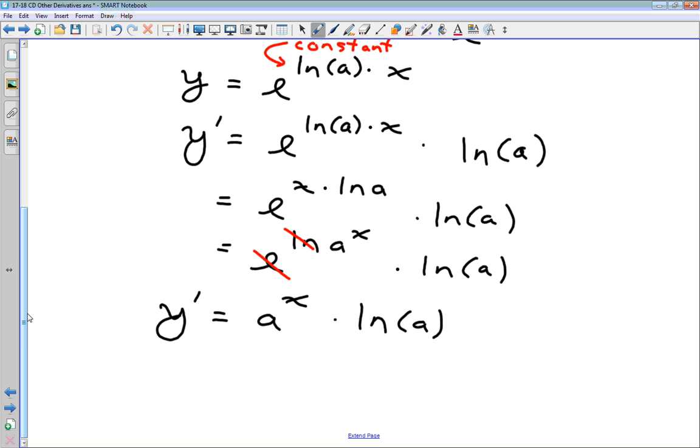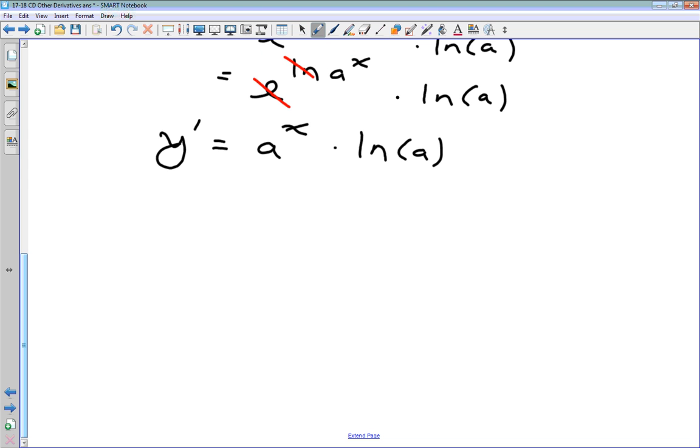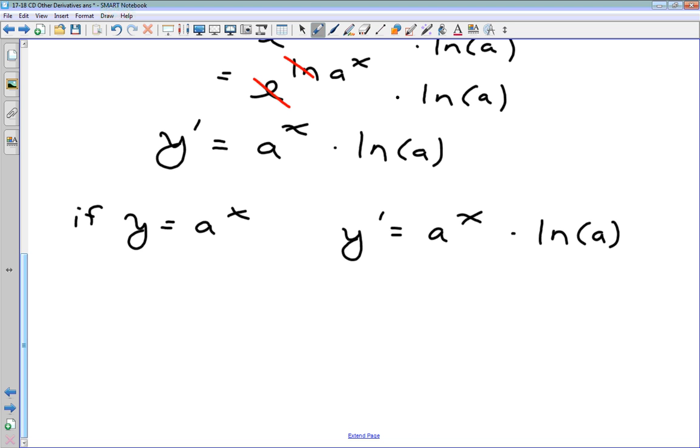So what does all of this mean? It means that if you start with the function y equals a to the x, your derivative is your original function, a to the x, times the ln of the base. So again, just like with the logarithmic functions, you have this extra factor of ln a coming in to account for the fact that you're not using base e, you're using something other than that.